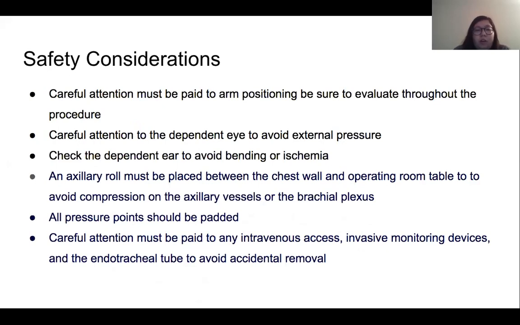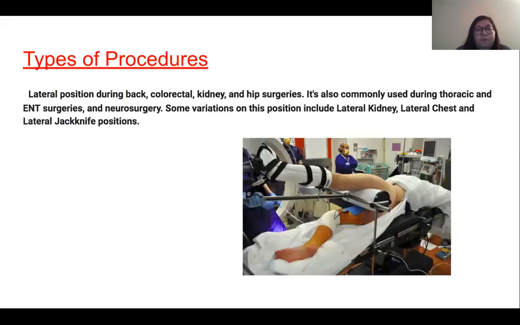You also want to make sure all pressure points are padded, and pay careful attention to any IV access, invasive monitoring devices, and the endotracheal tube to avoid accidental removal. Good.